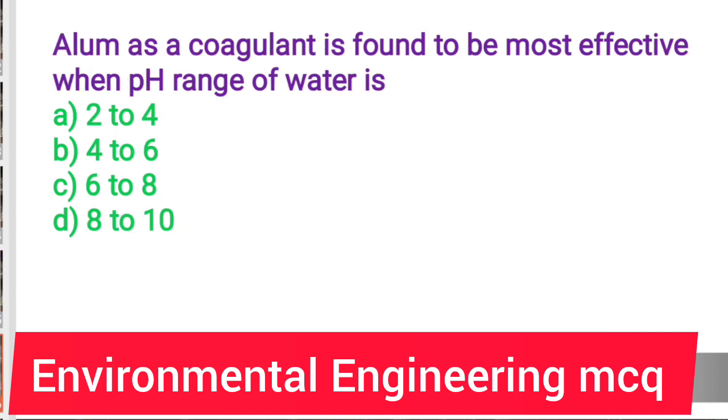Next question, alum as a coagulant is found to be most effective when the pH range of water is: option A 2 to 4, option B 4 to 6, option C 6 to 8, option D 8 to 10. The correct answer is option C 6 to 8.